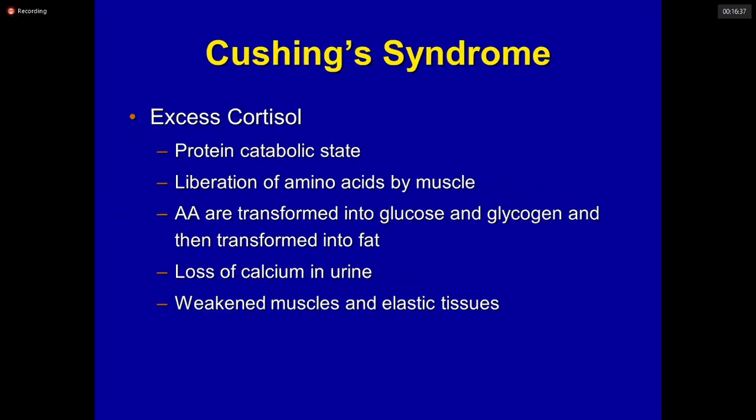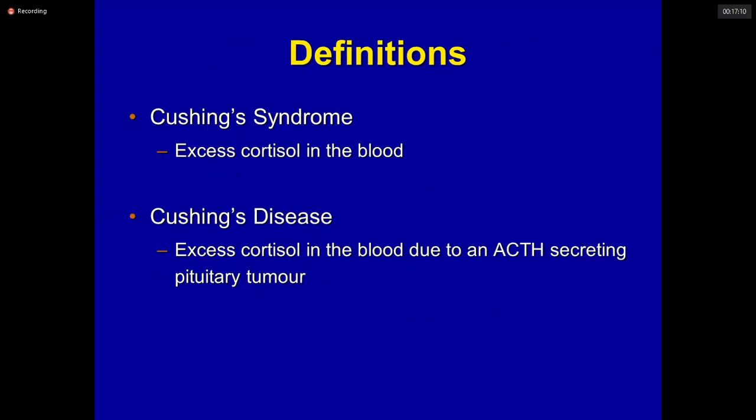In Cushing syndrome, the excess cortisol will lead to protein catabolism and liberation of amino acids by muscles. And these amino acids are going to be transformed into glucose and glycogen, and also into fat. And also by using that muscle mass, there will be loss of calcium in urine, and there will be weakened muscle and elastic tissue. So it will be more of a catabolic state when we have excess cortisol.